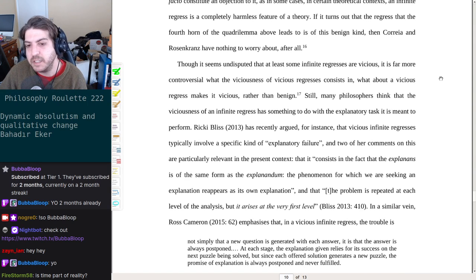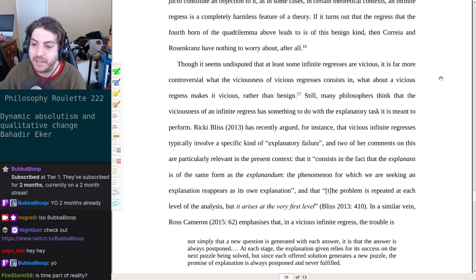Though it seems undisputed that at least some infinite regresses are vicious, it is far more controversial what the viciousness of vicious regresses consists in. What about a vicious regress makes it vicious rather than benign? Still, many philosophers think that the viciousness of an infinite regress has something to do with the explanatory task it is meant to perform. Ricky Bliss has recently argued, for instance, that vicious infinite regresses typically involve a specific kind of explanatory failure, and two of her comments on this are particularly relevant in the present context.